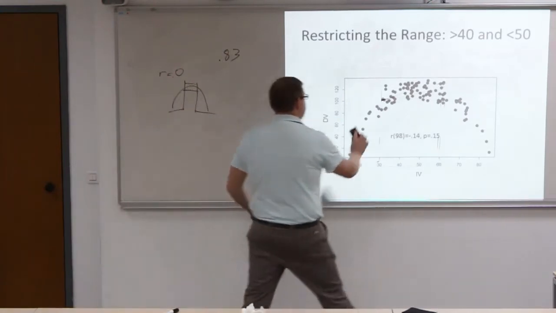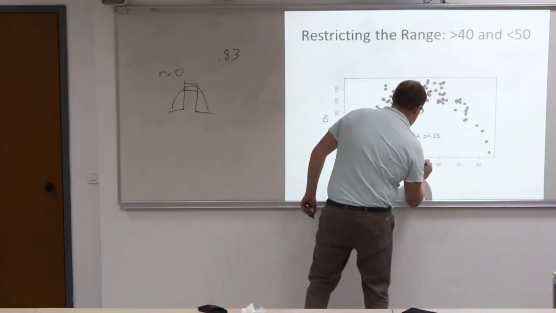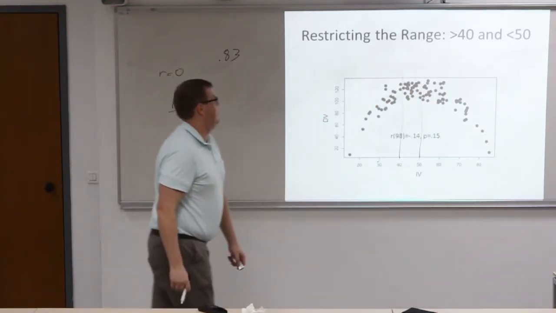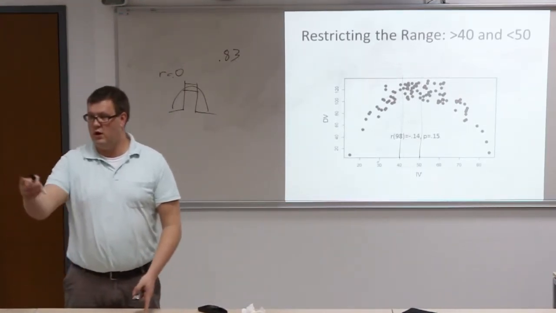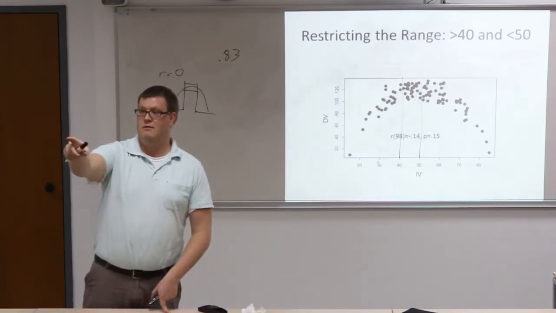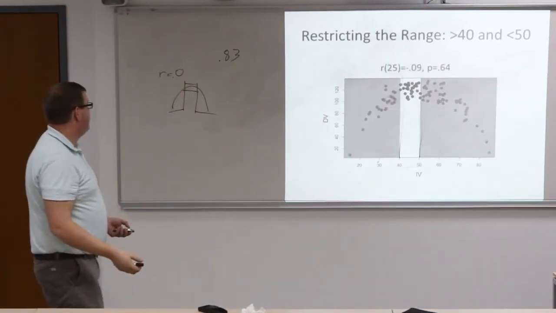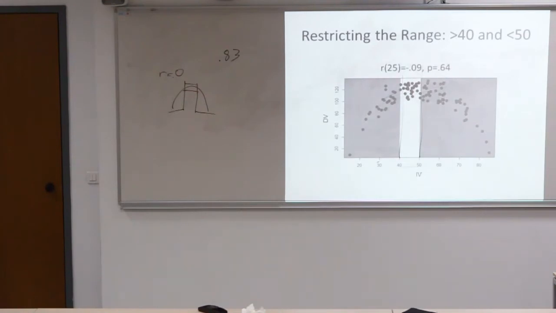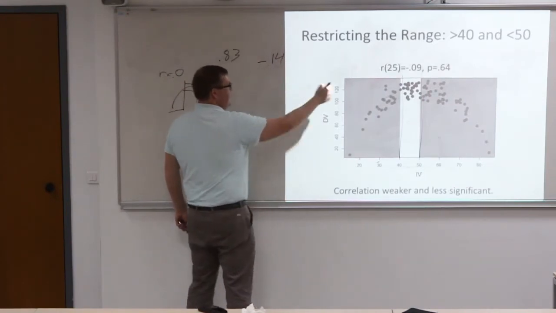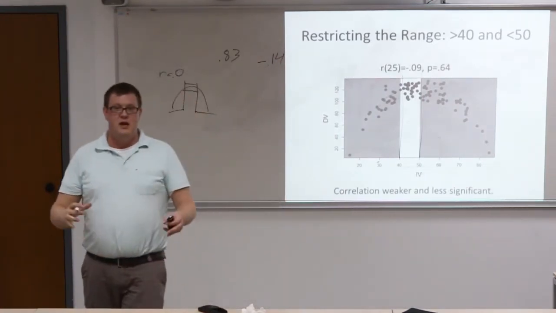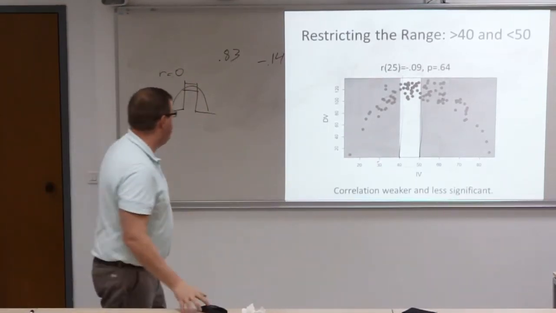How about if we further restrict the range? So only look in between 40 and 50. So that's approximately in there. No correlation. No correlation? Hang on. No correlation. The correlation is weaker. So the original one is like 0.14. Negative 0.09 is weaker than 0.14. It's also much less significant than we had originally. Right?